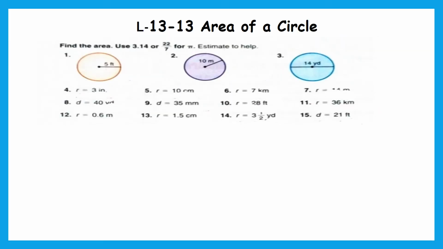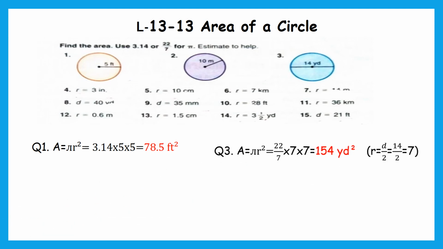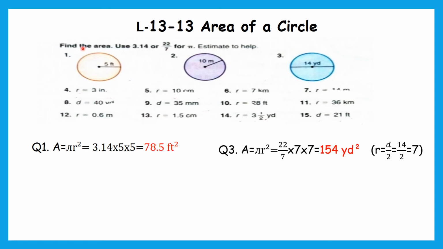Now find the area of the circle. In this one, do questions number 1, 3, 4 and 10. The rest are for your practice. For question number 1, here you have two options: use 3.14 or 22 by 7. If the radius is a multiple of 7, then you use 22 by 7. Otherwise, you use 3.14.